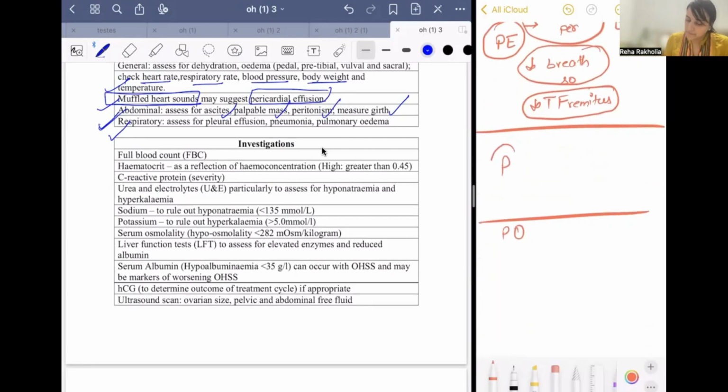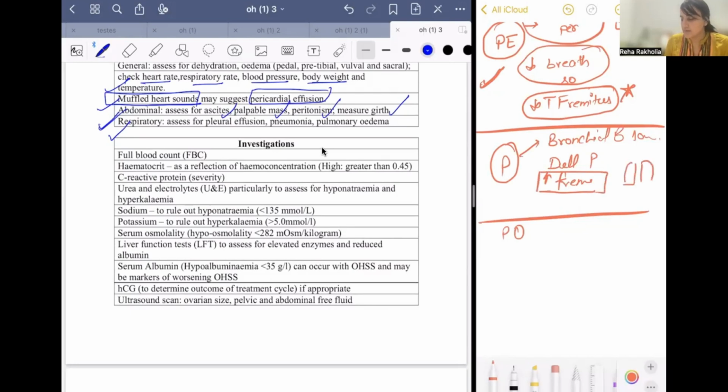Now, pneumonia, bronchial breath sounds will be there. Dull percussion, that was in pleural effusion, there was stony dull percussion. In pneumonia, there is dull percussion. There is increased fremitus. Here it was decreased fremitus. Here it is increased fremitus, means stronger vibration felt on palpation as dense lung tissue conducts the sound better. Because in pneumonia, there is dense tissue. Okay, so it will conduct the sound better. So there will be increased fremitus.